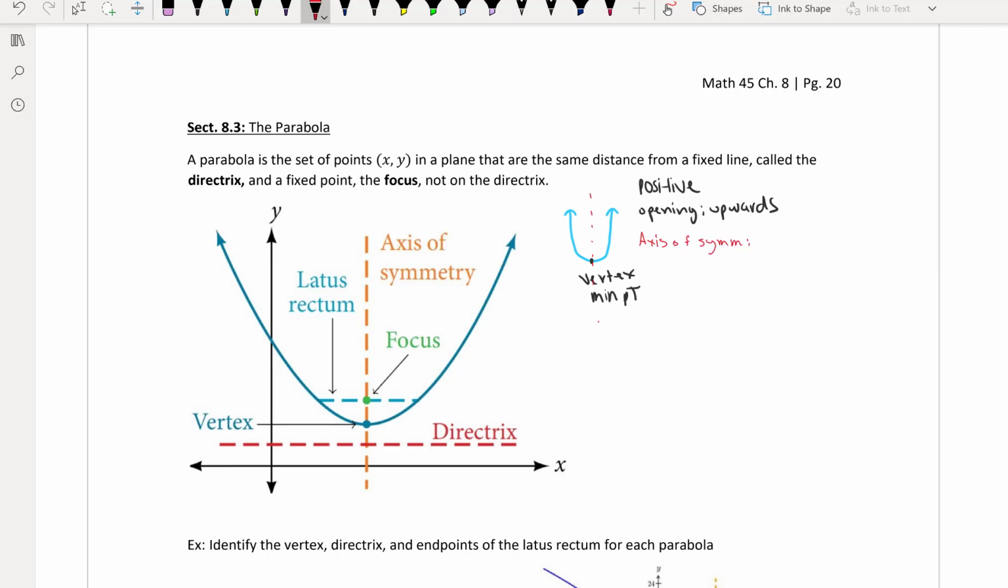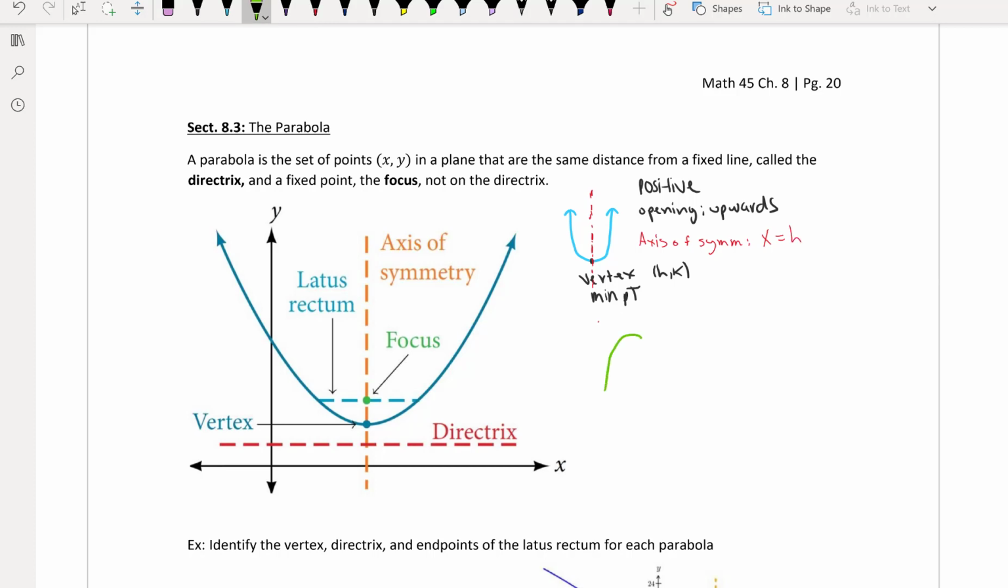And because that axis of symmetry is a vertical line, it's always x is equal to, and let's say my vertex is h comma k, that's going to be the vertex, then that axis of symmetry is always going to be x is equal to h, which is that x value.